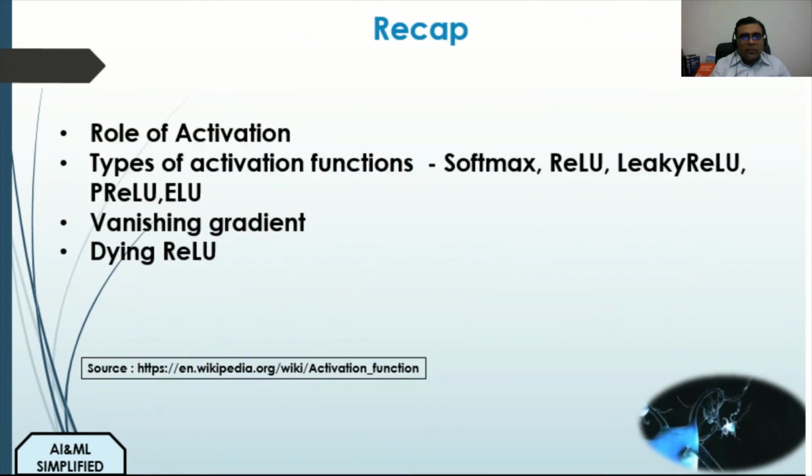So to recap, we looked at the role of the activation function, and we looked at different types of activation functions like softmax, ReLU, leaky ReLU, PReLU, and ELU. We also saw the problem of vanishing gradient in the case of sigmoid activation, and we understood the challenge with dying ReLU and how we resolve these problems.